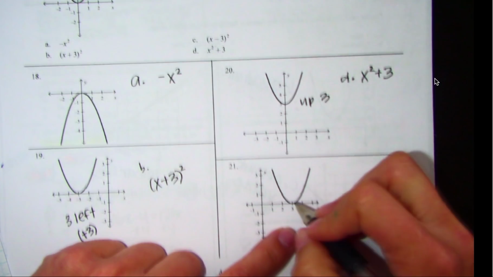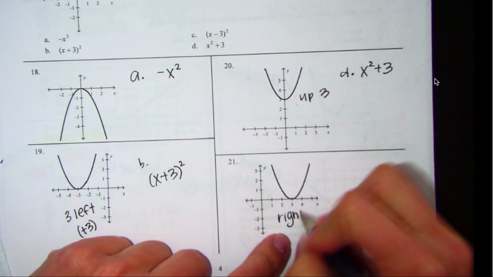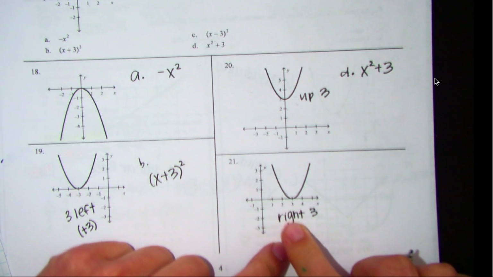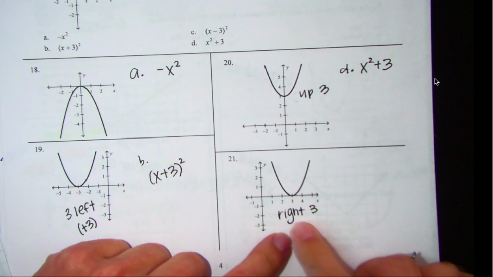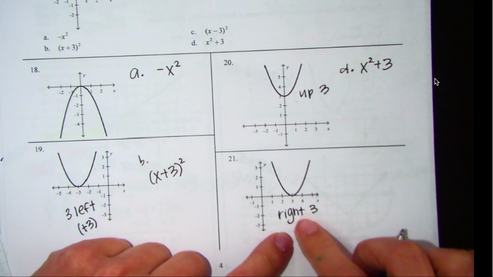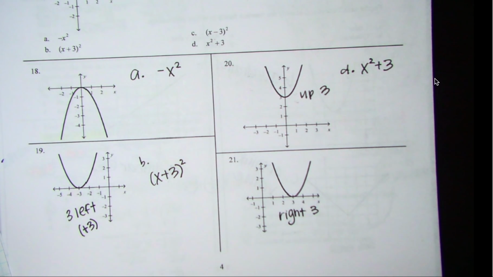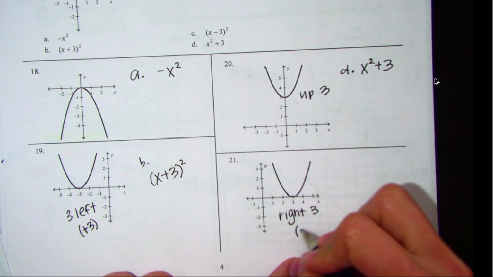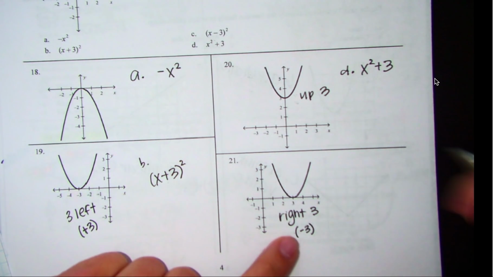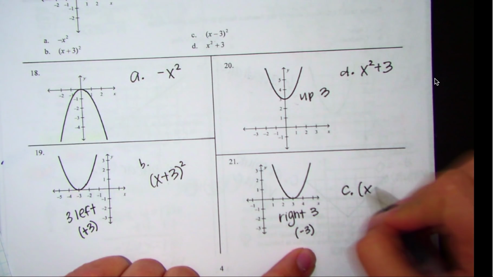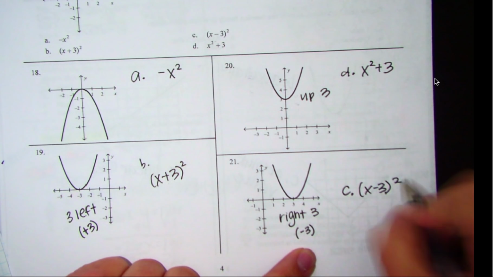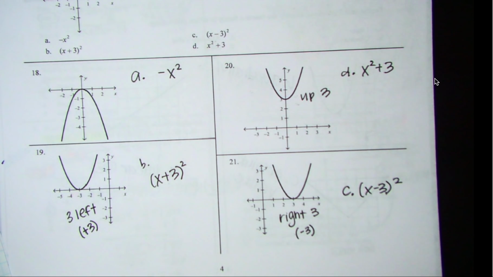And then our last one, this goes right 3. So again, when you translate right 3, you are going to think about this being inside of our parentheses. You switch the sign, so we're actually thinking about minus 3 inside parentheses. That's how we get x minus 3 squared. So C would be our answer for 21.